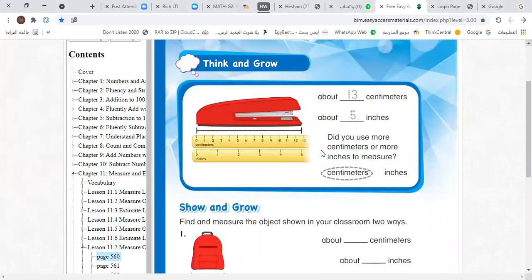As you see, grade 2, we have this stapler. It's about 13 centimeters and about 5 inches. Do you use more centimeters or more inches? Centimeters 13, inches 5. So it's more centimeters and fewer inches. Okay, now let's answer the next question.